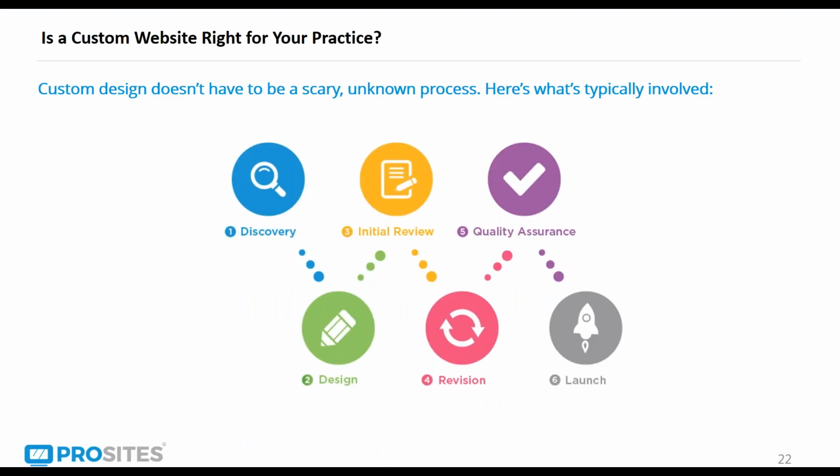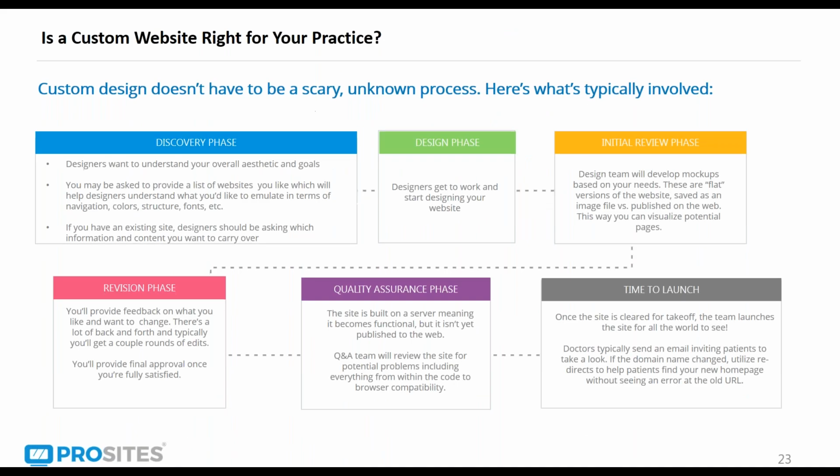The custom design process is pretty simple, kind of six steps. It takes a little bit of time to go through it because there's a lot of revisions. We want to make sure it's perfect and it's exactly what you're looking for. So we go through a phase, and here's a little more description for you.